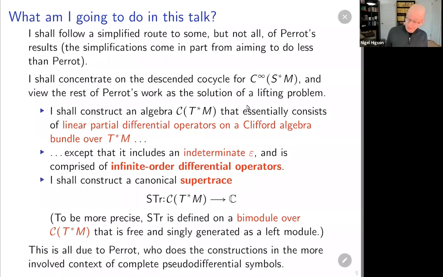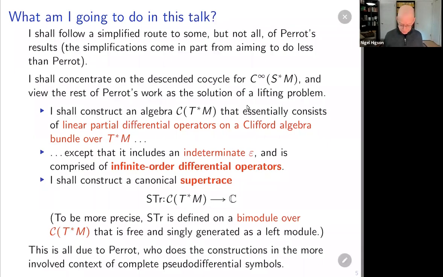And the interesting thing is that these differential operators will be of infinite order. There will be some indeterminate in the algebra, which will allow me to form infinite formal series. And so these will be infinite order differential operators. So the two things I would most like to do are describe this algebra to you on the one hand, and on the other hand, describe the trace or supertrace that Perrot builds on this algebra. These define the stage, if you like, on which Perrot's work is set. So these are the main two things I want to do.